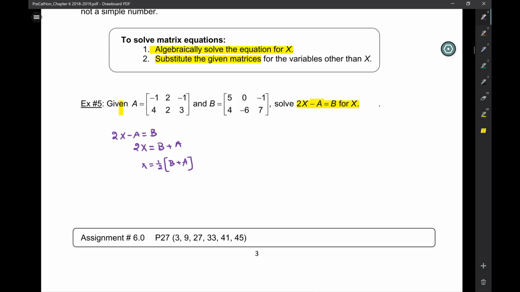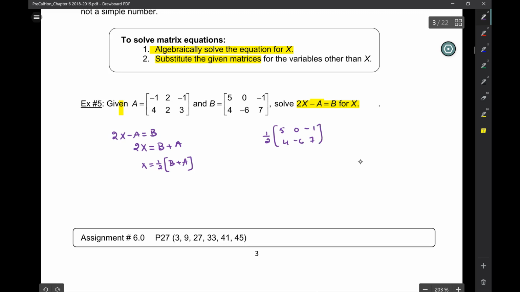Okay? Why is it a capital letter? Because it's a matrix. It stands for a matrix, not a number. Remember, matrices always have capital letter names. So then you're just going to put in half B plus A, right? And it's going to be just like the other one. I'm just going to set it up but not solve it. So it's going to be half B.